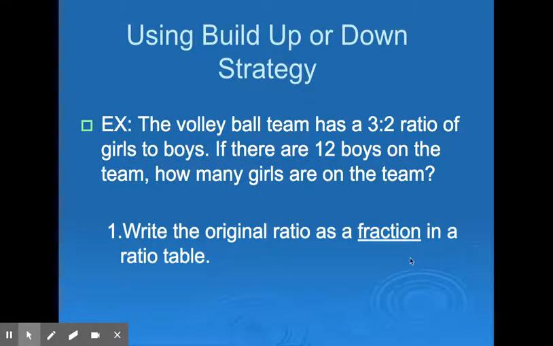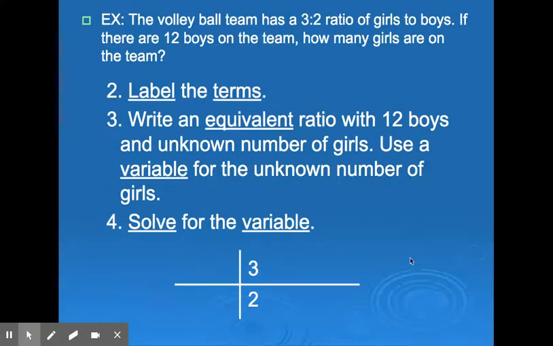Okay, then we can use the build up or down strategy. So here's our example. The volleyball team has a 3-to-2 ratio of girls to boys. If there are 12 boys on the team, how many girls are on the team? So we first want to write the original ratio as a fraction on a ratio table. So we'd set up like that. Then we want to label the terms. So girls is on top, boys on the bottom.